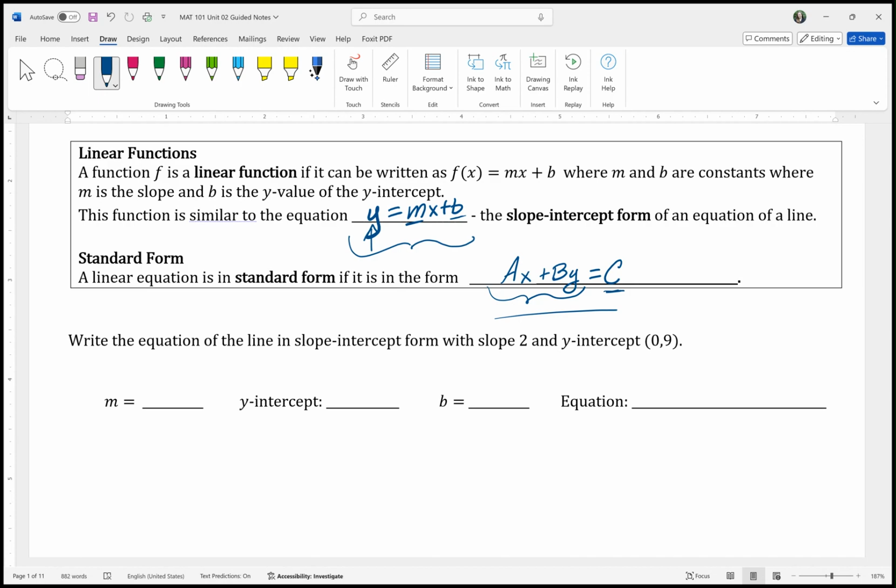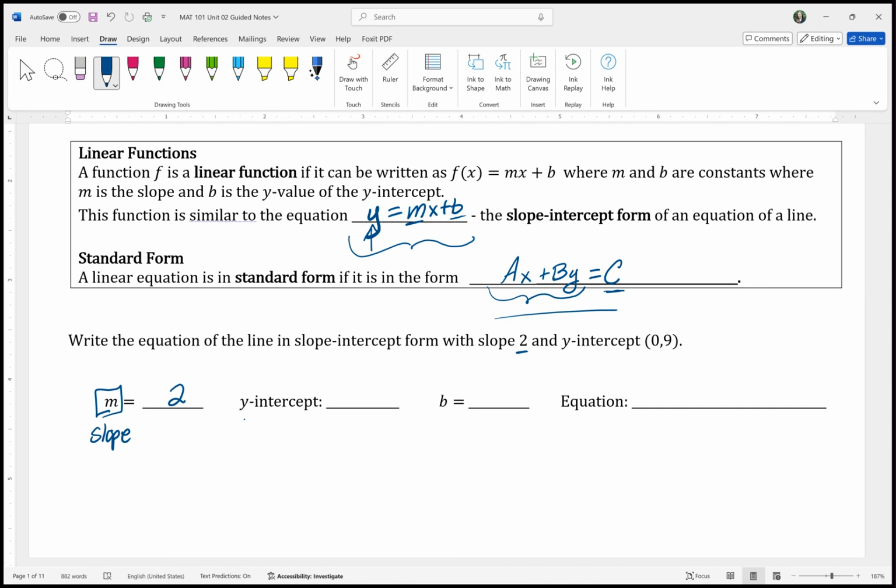Write the equation of the line in slope-intercept form with slope 2 and y-intercept (0, 9). So our first question is asking what the slope is. We just need to, again, recognize that m stands for slope. And so the slope in this problem is 2.